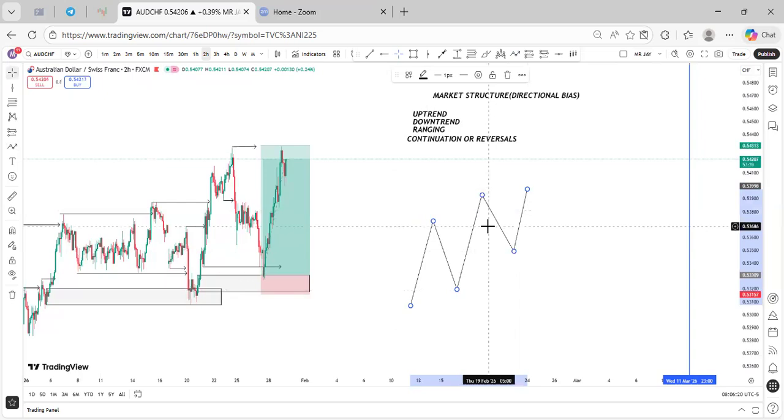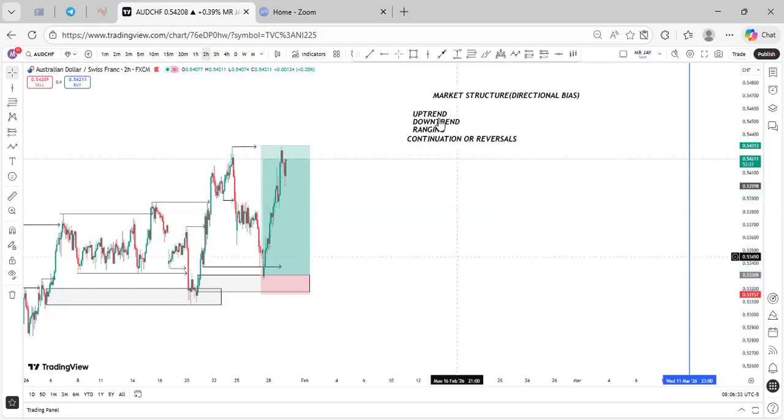Okay, so that being said, the next thing we need to understand is the various types of market structure. So if you look up here, I already highlighted three types of market structure, which is the uptrend, downtrend, and then the ranging markets. So let me just quickly explain them and expand on this.